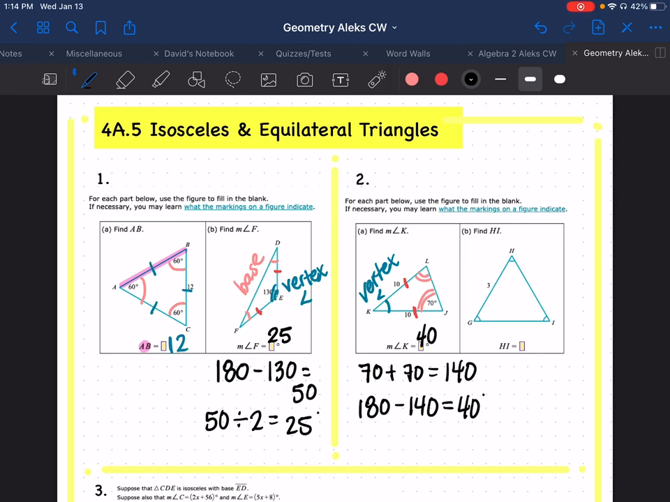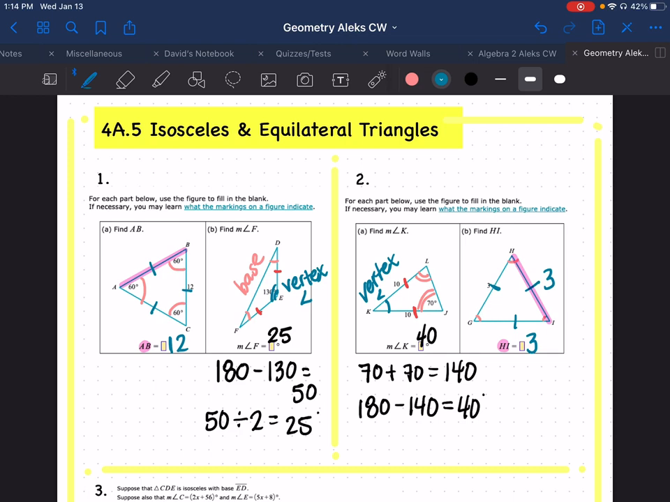Looking at B in question number 2, for me, I can see that all the angles are marked the same. If all the angles are the same, then all the sides are the same. So if they want HI, there's HI, right? That's the one they asked for. This one over here is 3, so they're all 3. There would be my answer.